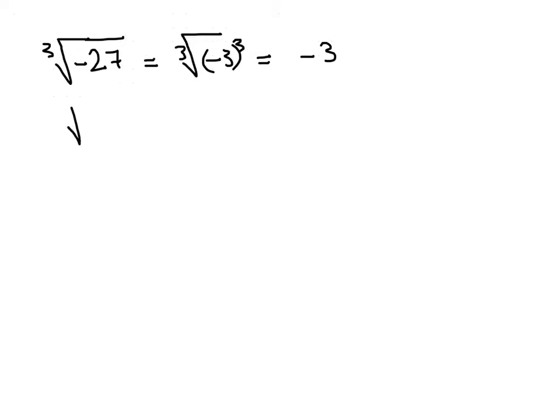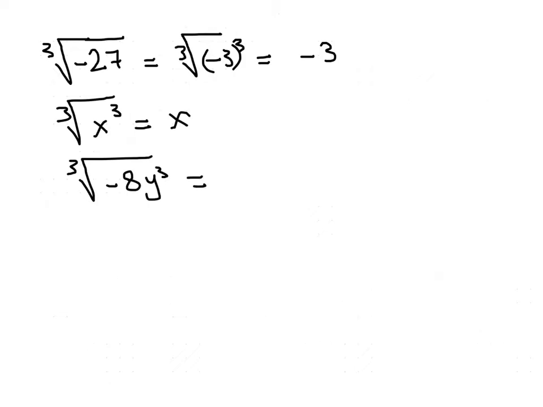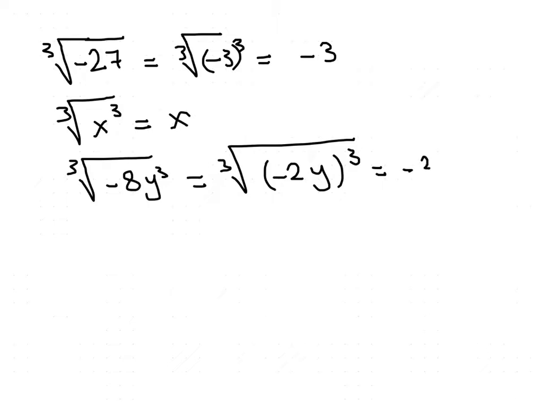What about the cube root of x to the power of 3? The cube root of x to the power of 3 is x. This is not the same as the principal square root, because the principal square root is always positive, but here the cube root may be positive or negative, so I can keep it as x. Cube root of negative 8y to the power of 3: I can rewrite this expression as negative 2y all to the power of 3. The index of the root is 3 here, so it will be negative 2y.